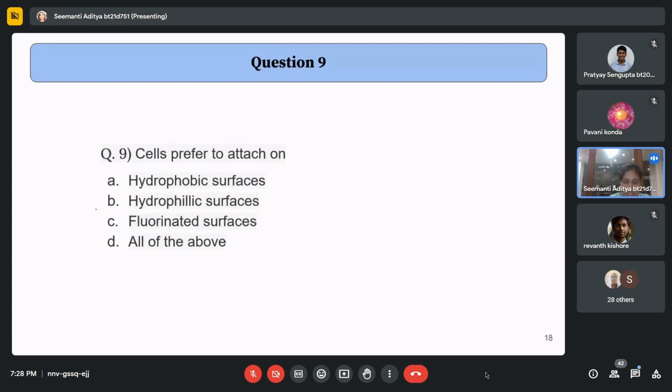So next question. Hydrophilic surfaces for using.